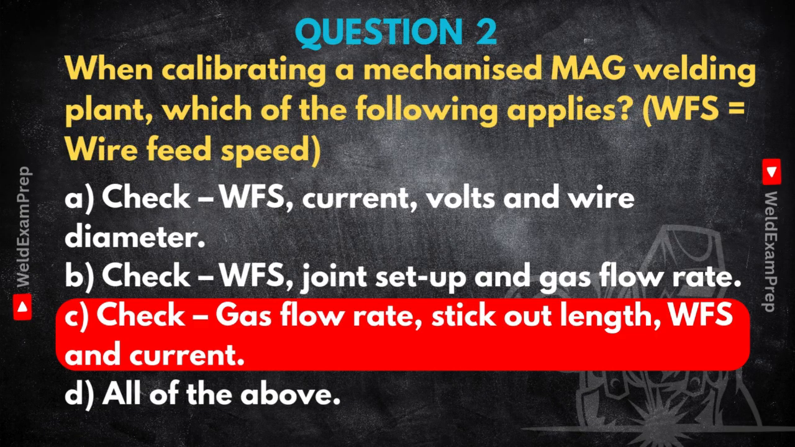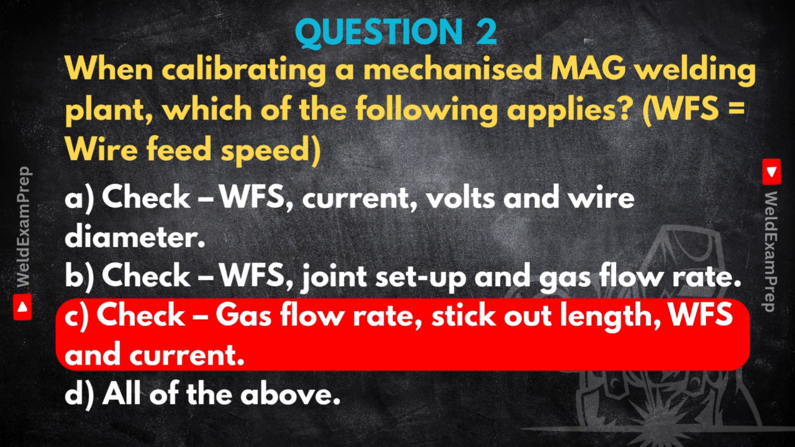So what about the things mentioned in the other options, like wire diameter or joint setup? Why aren't they part of the plant calibration? Well, think about it. Wire diameter, option A, is crucial information, yes, but it's a property of the consumable you load into the machine. You don't calibrate the machine for wire diameter. You select parameters based on the diameter you're using. Right. You check the spool.